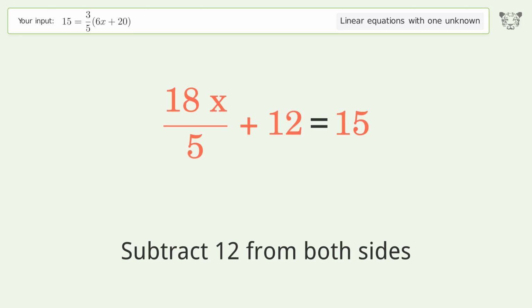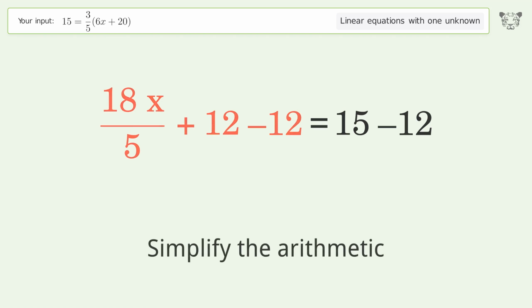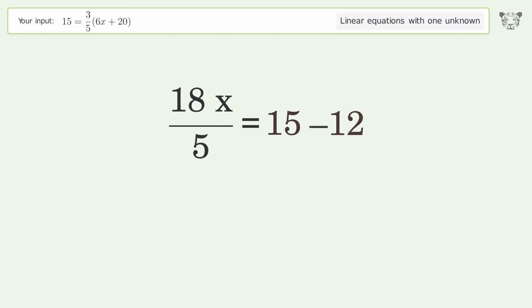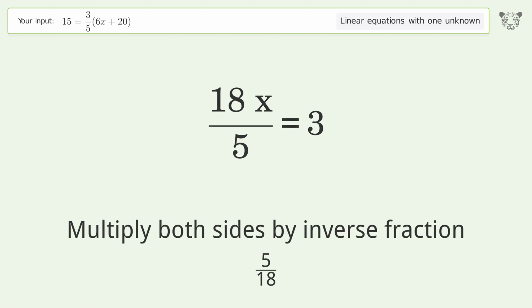Subtract 12 from both sides. Simplify the arithmetic. Isolate the x. Multiply both sides by inverse fraction 5/18.